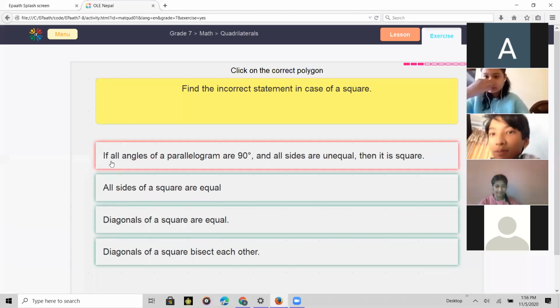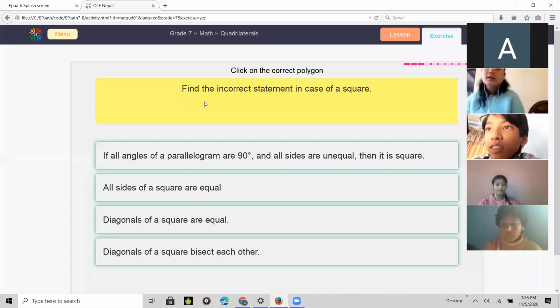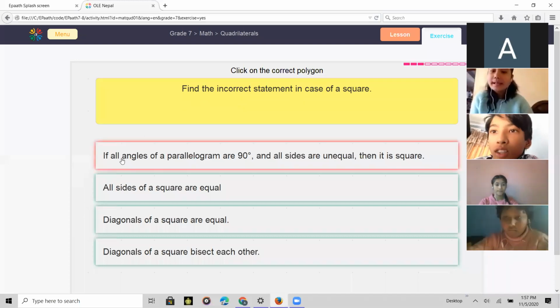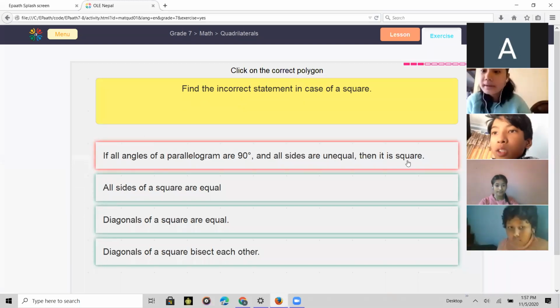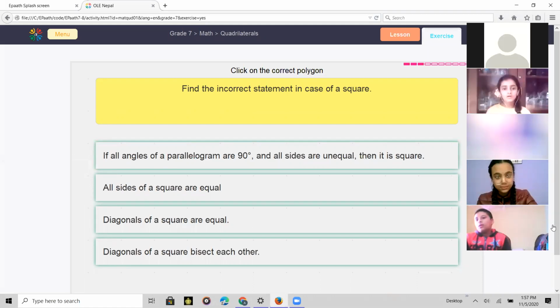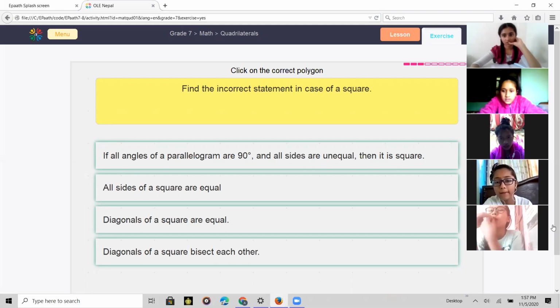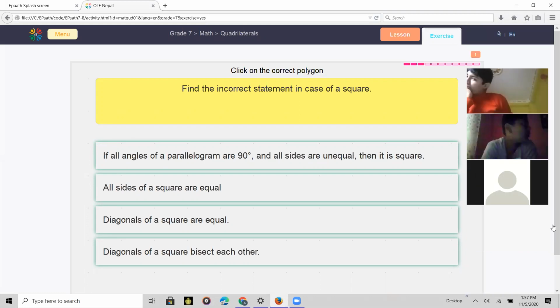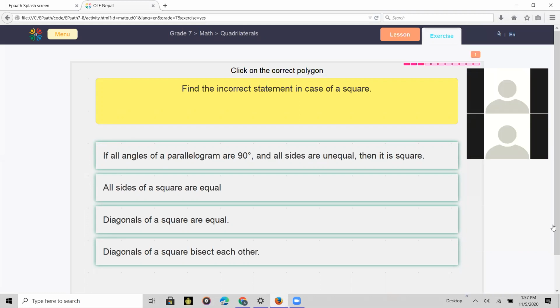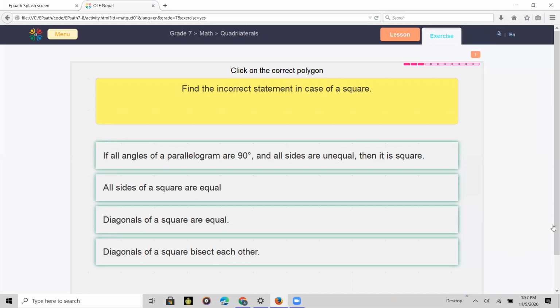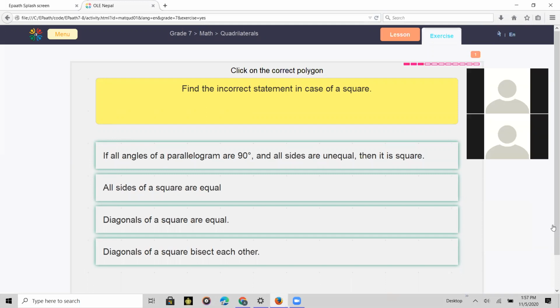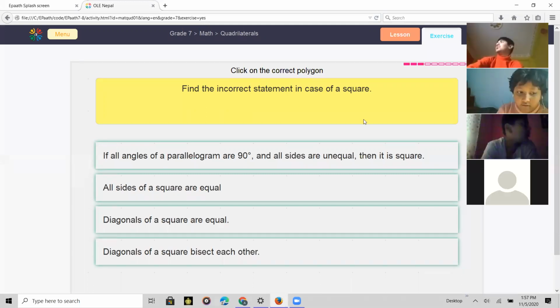Please read these statements. Again, you have to find out the incorrect statement. Find the incorrect statement in the case of a parallelogram. If all angles of a parallelogram are 90 degrees and all sides are unequal, then it is a square. Incorrect. False. The first is incorrect.